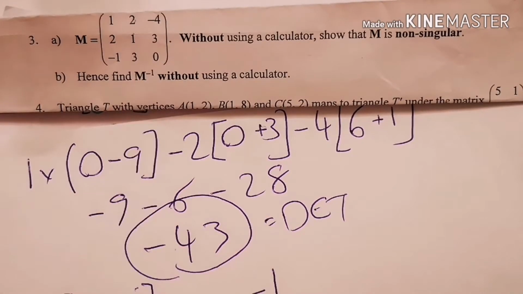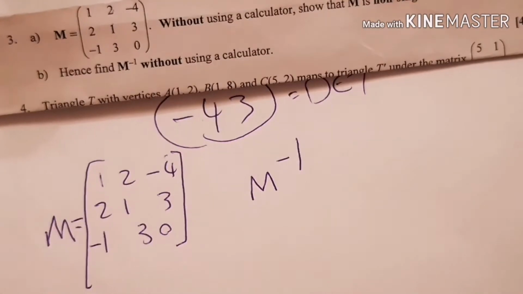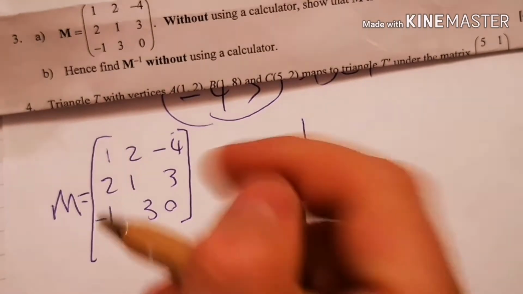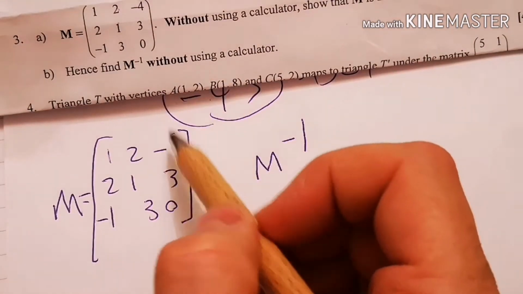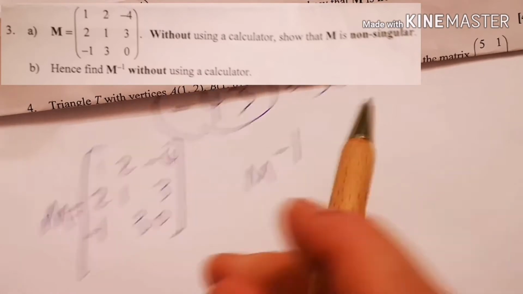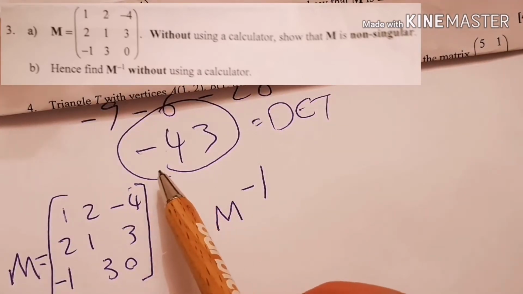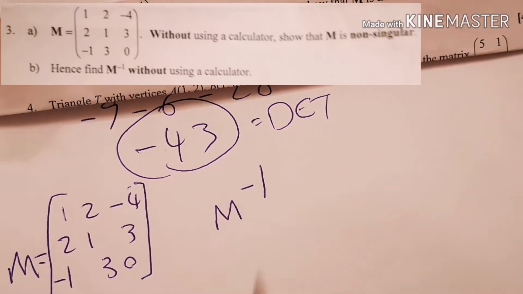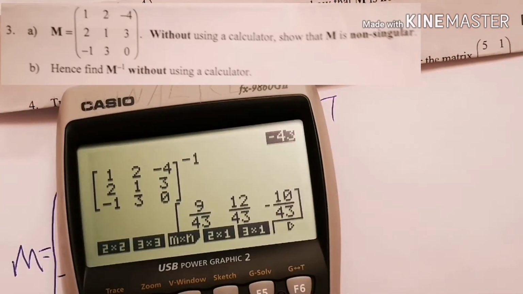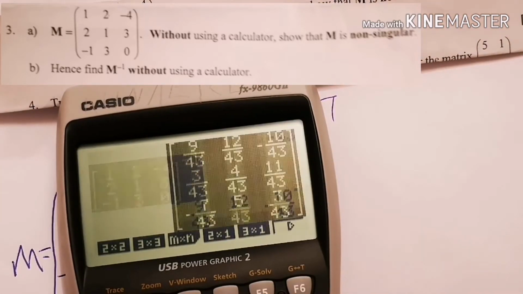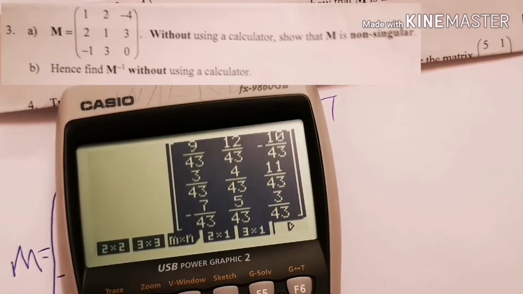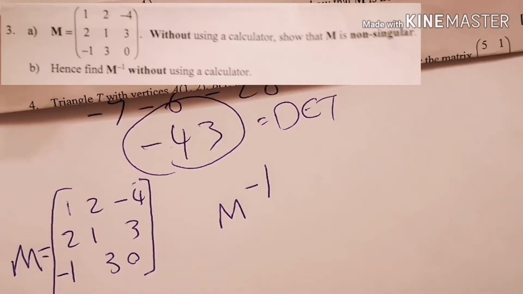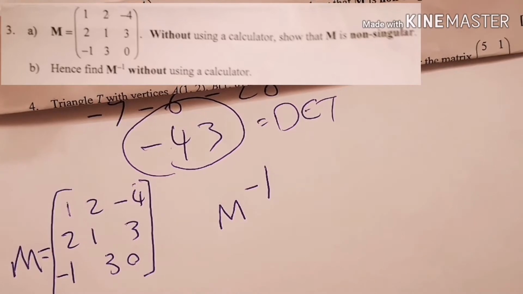Okay, so I've got this matrix here of 1, 2, minus 4, 2, 1, 3, 1, 3, 0. Without using a calculator, I'll find M inverse. We found from the previous question that my determinant is minus 43. It's always a little bit easier to remember that you can just type this into your calculator and press equals, so I'm looking for this horrendous answer. But let's do it without the calculator, as it actually asked me to do.